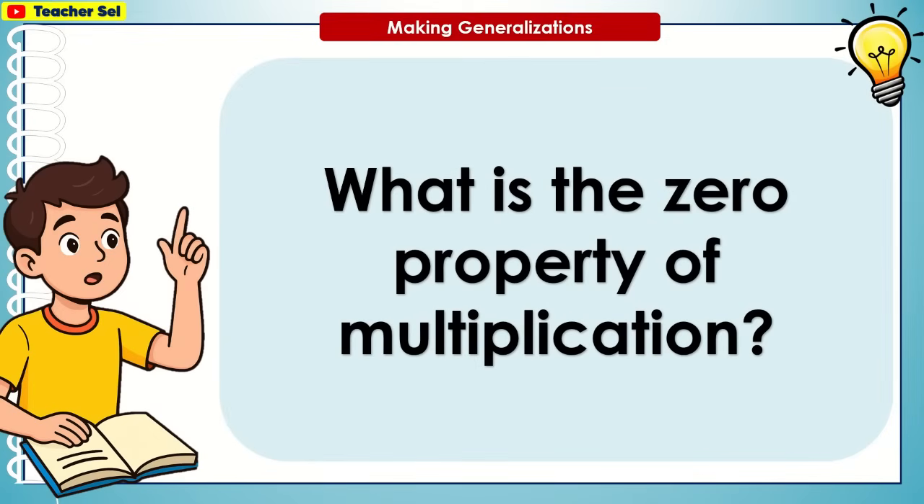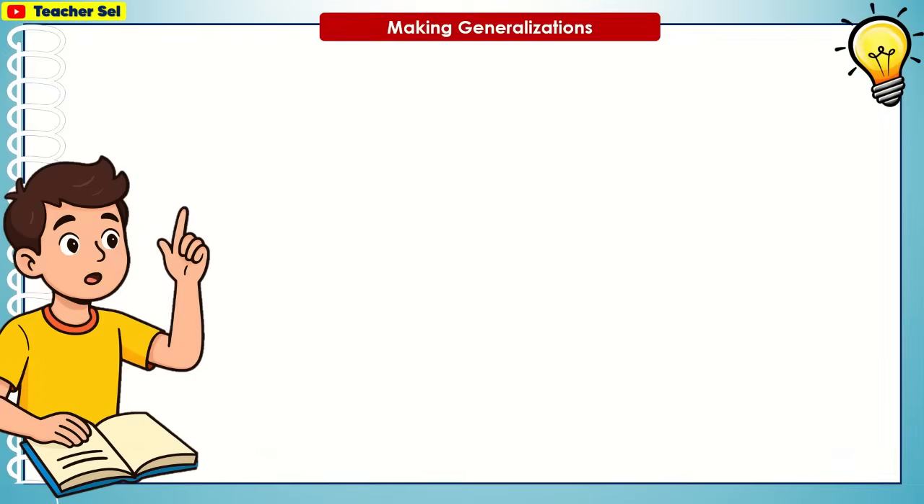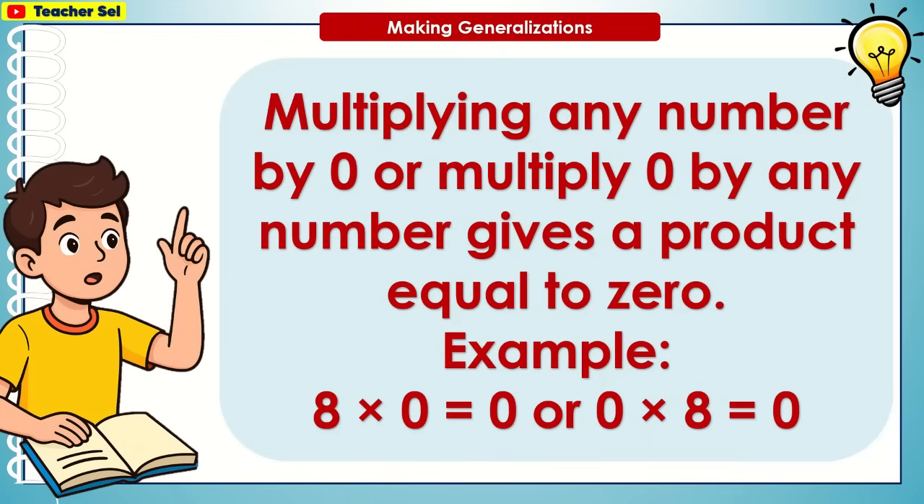What is the zero property of multiplication? Multiplying any number by 0 or multiply 0 by any number gives a product equal to 0. Example, 8 times 0 equals 0, or 0 times 8 equals 0.